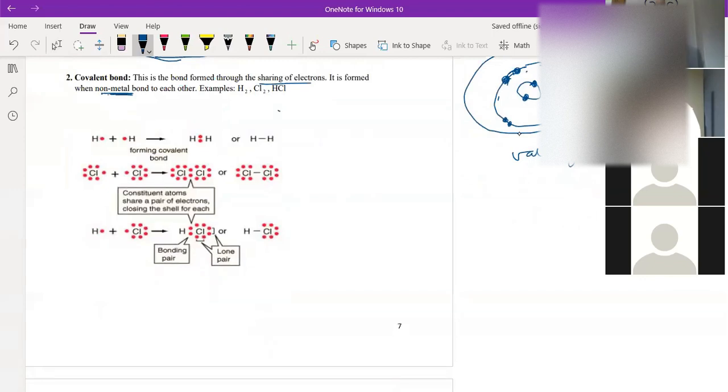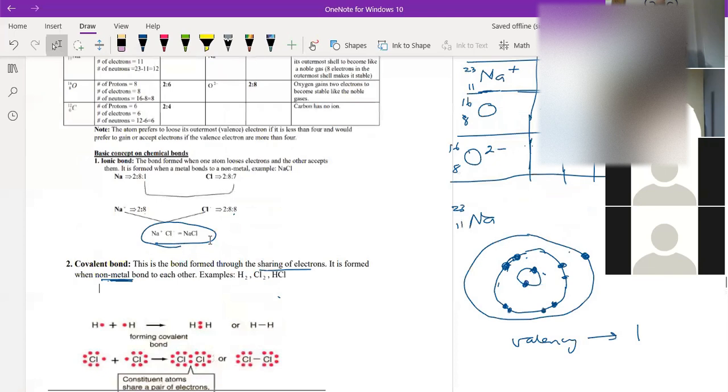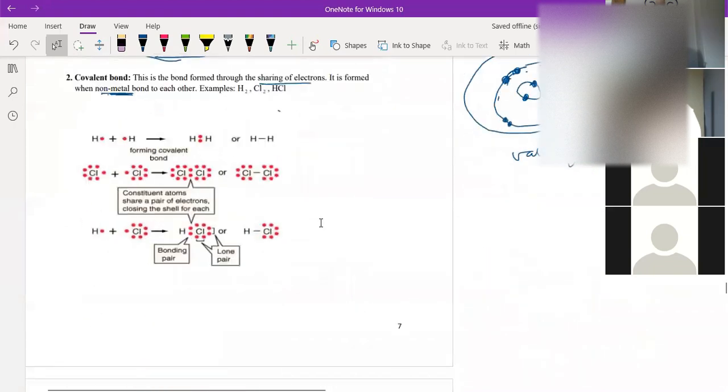covalent bonds, right? Like hydrogen, chlorine, non-metals. Whilst here, sodium is a metal, and chlorine is a non-metal. So now they form ionic bonds, right? Far right on the periodic table, far left on the periodic table. When they come together, they form ionic bonds. Okay. So covalent is sharing, and this is how it occurs.